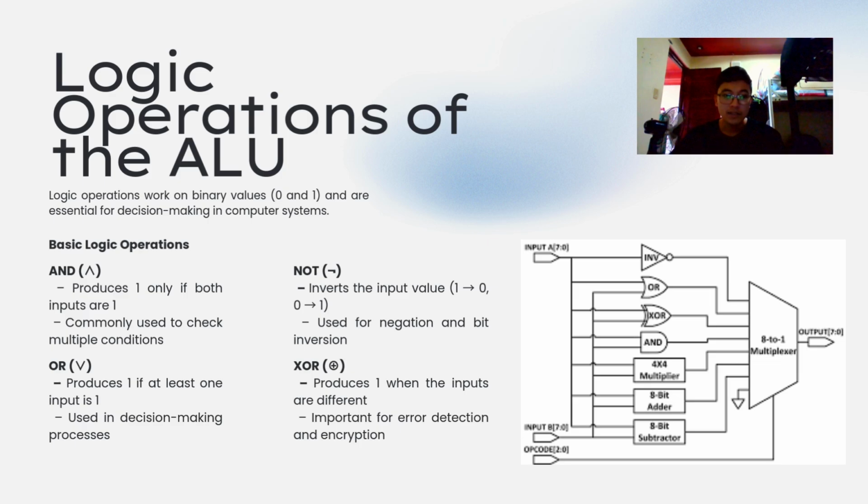So the last one is the exclusive OR operation. The exclusive OR operation produces an output of 1 only when the two inputs are different. If both inputs are the same, the output is 0. So exclusive OR is commonly used in error detection, data comparison, and simple encryption techniques.